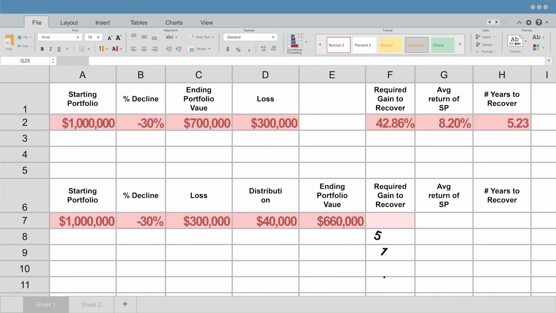Now you need a 51.5% gain to get back to where you started at the beginning of that year, and using the average rate of return, that's 6.28 years to get back. So you're taking the distribution and you're actually increasing the required gain to recover from 42.86 to 51.52. Your 4% distribution doesn't require 4% just to get back. It requires 9%. And this is to show that losses and distributions are linear. The required recovery or the required growth is exponential. You need way more growth to recover for distributions or losses from the portfolio value.